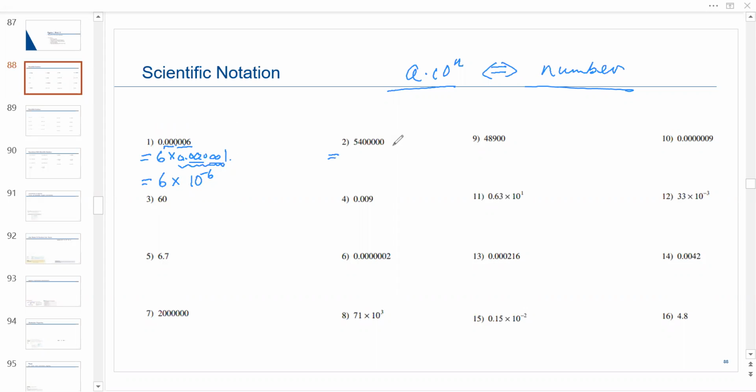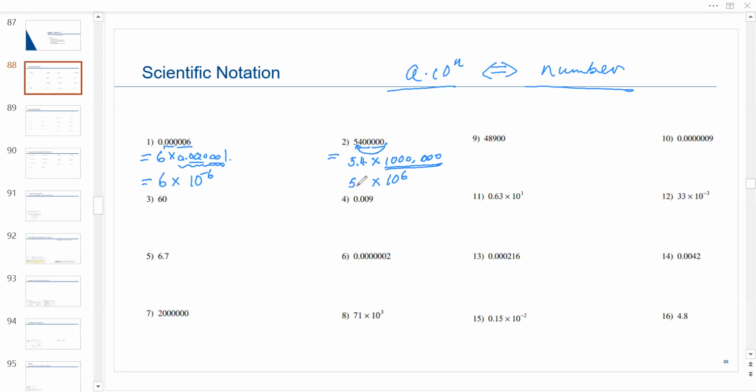Let's see number 2 here. So actually the decimal is right here. You try to move to this position. So how many? You have 3 here, 3 here, right? So it became 5 times 3, 5.34 times, this is 6, right? This part, you can write 10 power 6, right?